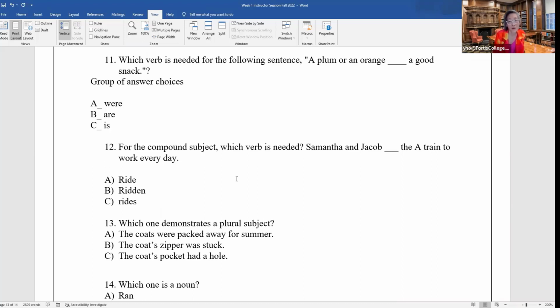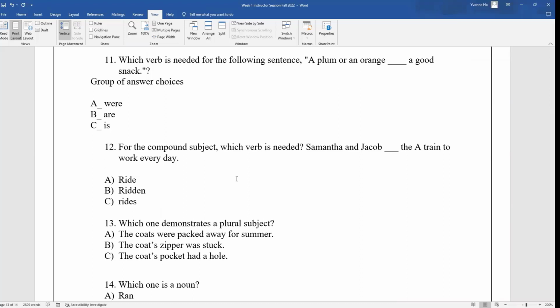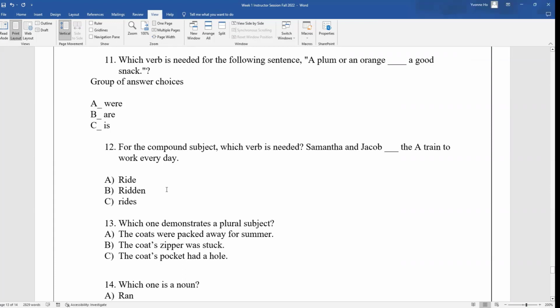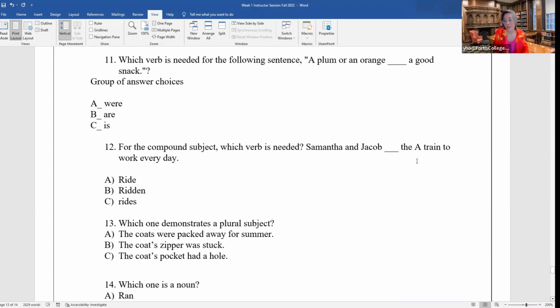Is it A, B, or C? A. C. We ride, he rides, she rides. Yeah, so we have a compound subject. So when we have a compound subject that's a plural subject, it takes a plural verb. So which one of these is a plural verb? A. A, yes. So Samantha and Jacob ride the A train to work every day.